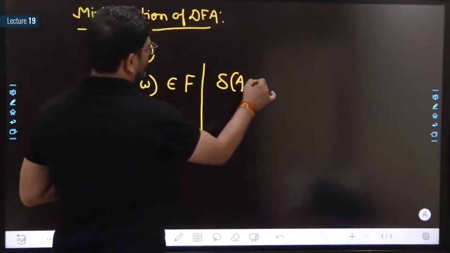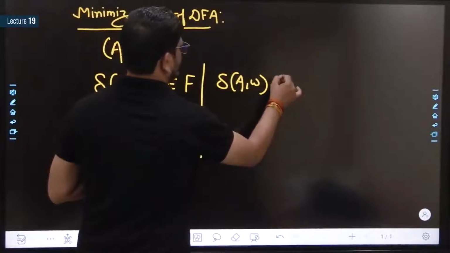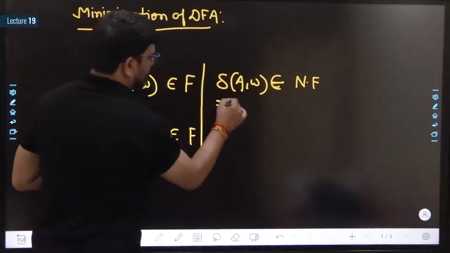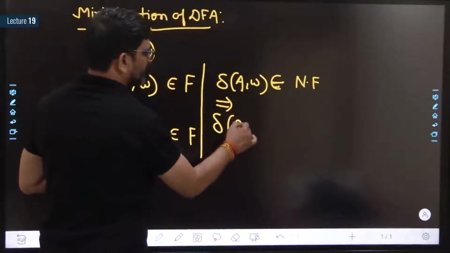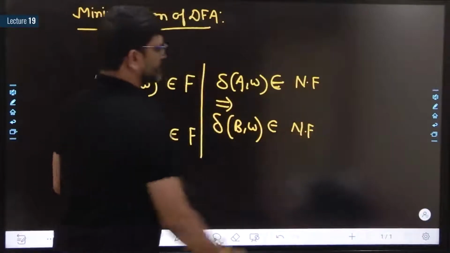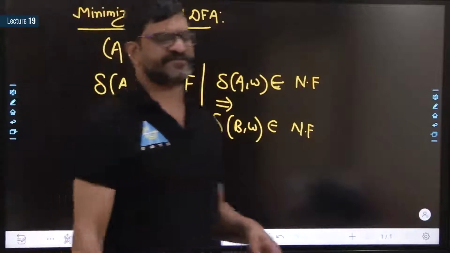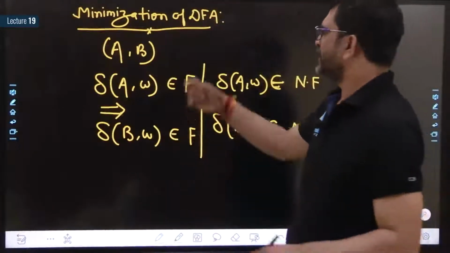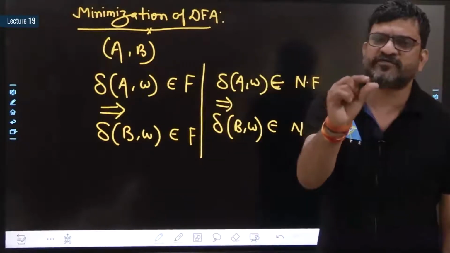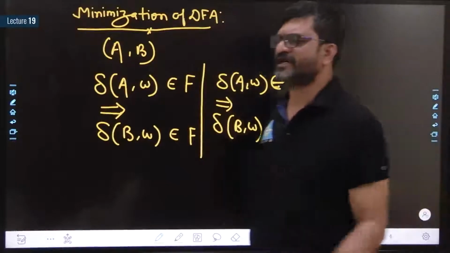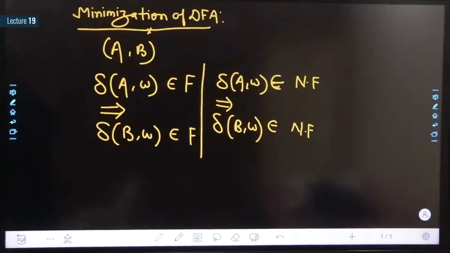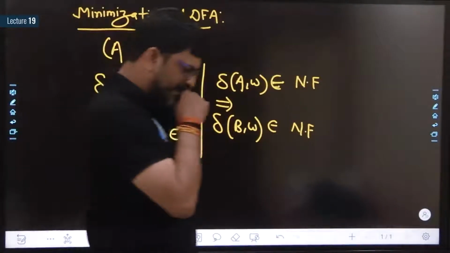Similarly, if A on W belongs to a non-final state, that implies that B on W belongs to a non-final state. If these two conditions are satisfied, then we can say A and B are equivalent. We can merge these two states. Otherwise, we cannot merge these two states. Clear?